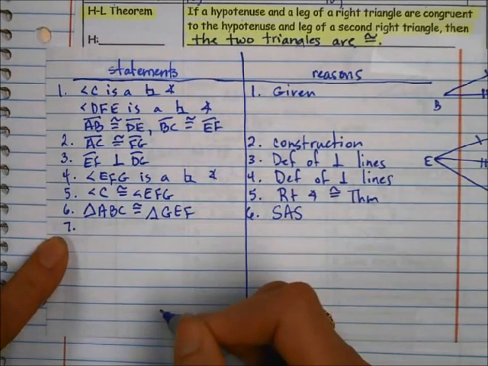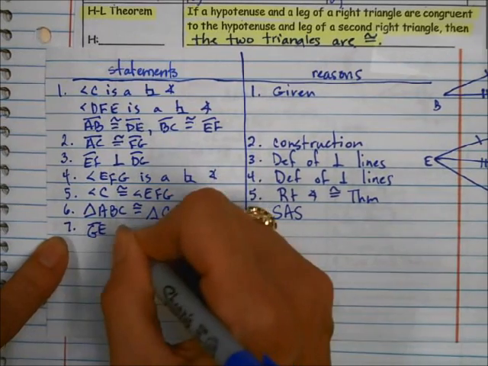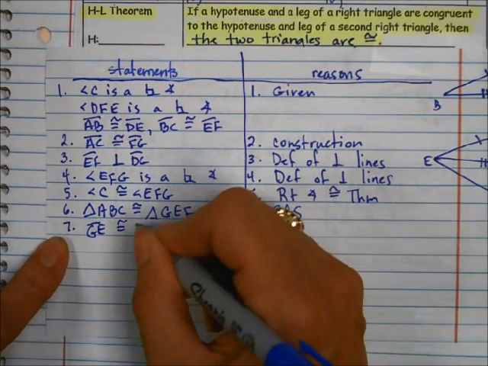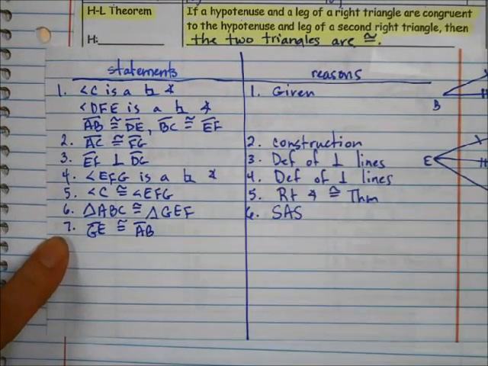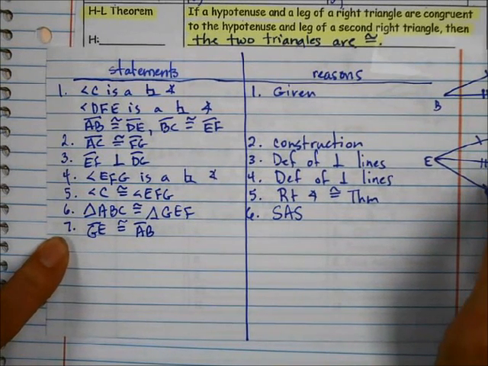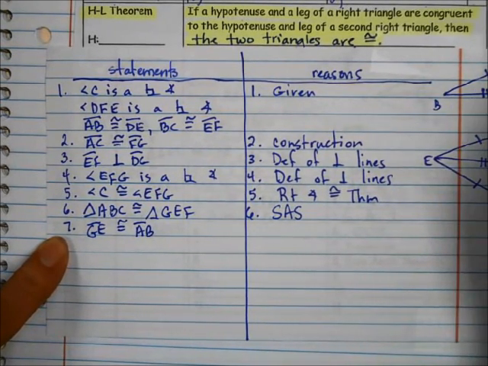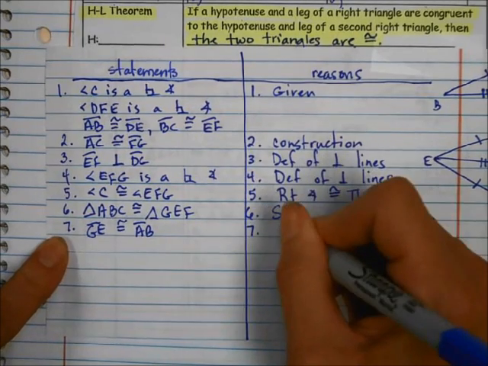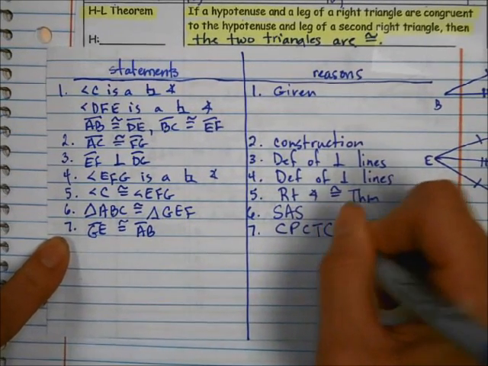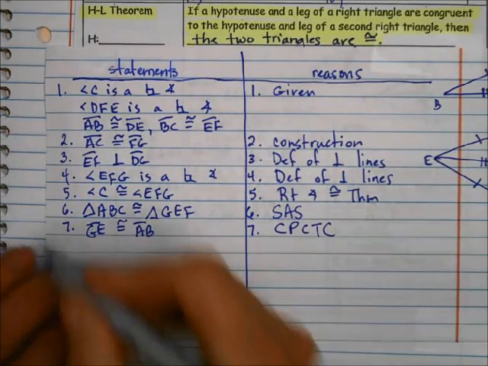Now, because the triangles are congruent, we know that GE is congruent to AB. GE, which is here, is congruent to AB. So this triangle is congruent to that one. If those triangles are congruent, then their parts are congruent. So that's CPCTC. Congruent parts of congruent triangles are congruent.